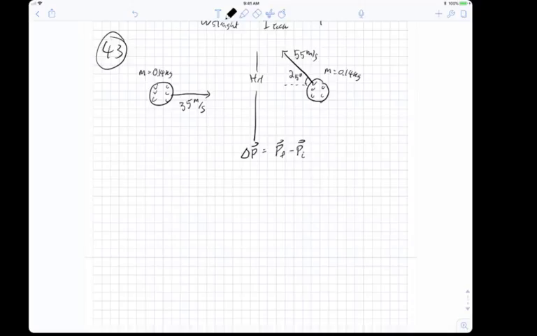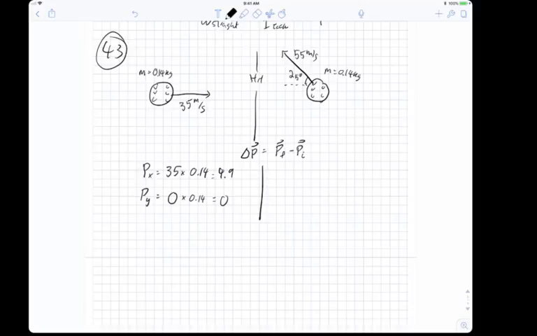Okay, so the initial momentum vector is, I know the velocity in the x direction is 35 times the mass. The momentum in the y direction is 0. Wait, hold on. Yeah, the velocity in the y direction is 0, and the mass is 0.14. So this is 4.90.